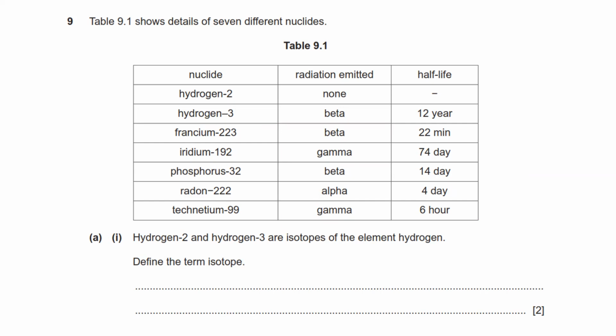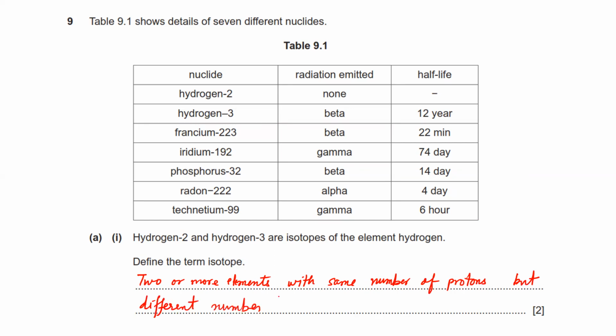Define the term isotopes. Isotopes: two or more elements with the same number of protons, but different number of neutrons, are called isotopes.